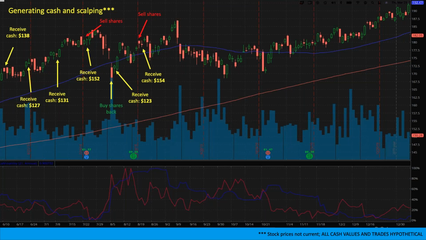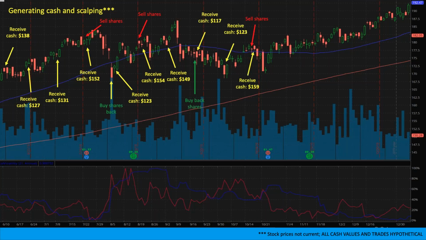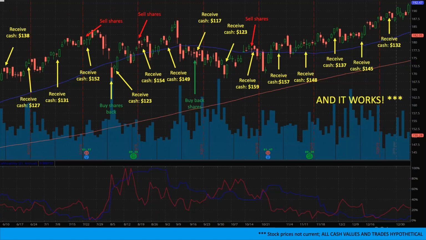So look, then let's say it goes up a lot, right? Then it's just simply following along. After this expiration, you collect $149. Then when the market's lower, you buy back your shares. Then you collect $117 this time. Then $123. Then you sell high. Then you get another paycheck, right? Then you get a paycheck, and another, and another, and it works. Smart, right? Are you getting this?